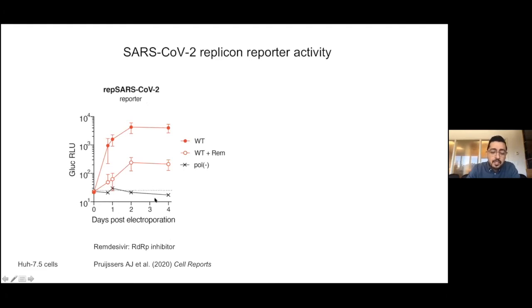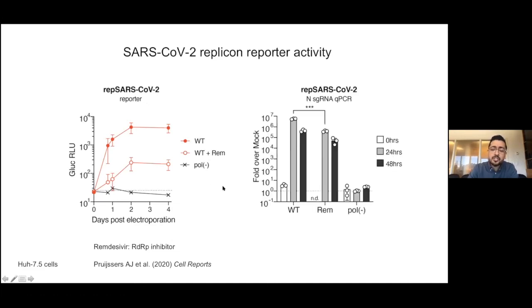Further, reporter activity is dependent on the viral polymerase, as we do not see any activity if we use a polymerase mutant. And just to check replicon activity via another means, we also measured subgenomic RNA production for the N protein. We detect robust production of this subgenomic RNA that is about 20-fold reduced when we add remdesivir, which is consistent with the reporter. And again, a polymerase-deficient mutant does not produce any subgenomic RNA.